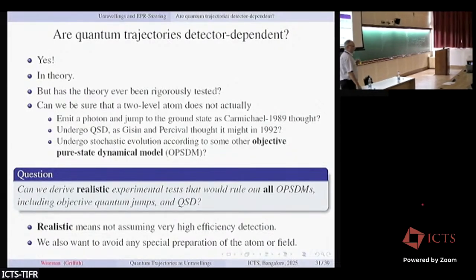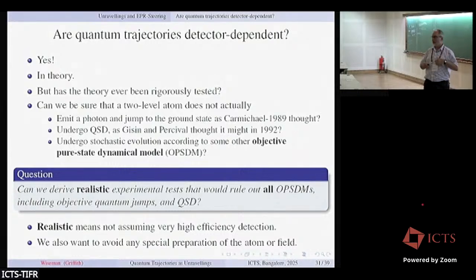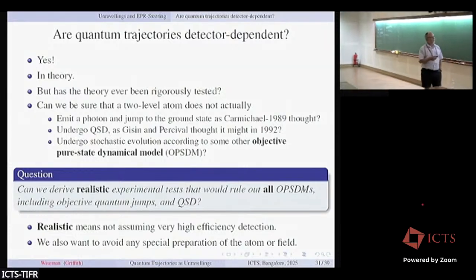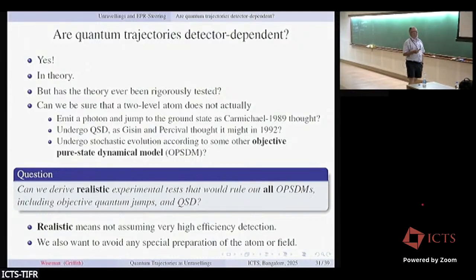Thank you, thank you. Since I didn't quite finish this lecture yesterday, I'll finish it off and then move on to the scheduled topic for today's lecture. You might remember where we got up to: I posed this question about whether we can derive experimental tests that would rule out all objective pure state dynamical models for an open quantum system, including the idea of objective quantum jumps or quantum state diffusion or anything else.